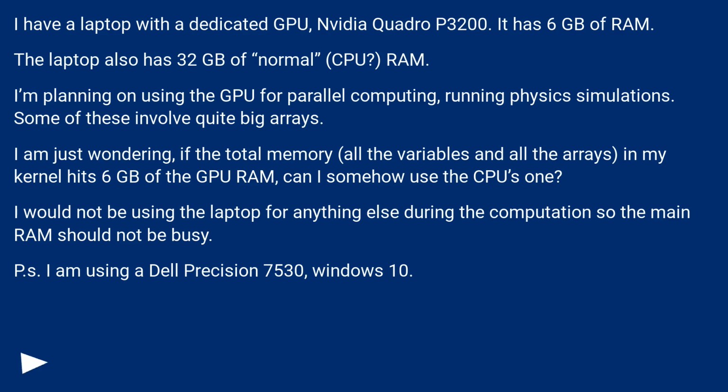I'm planning on using the GPU for parallel computing, running physics simulations. Some of these involve quite big arrays. I'm just wondering if the total memory, all the variables and all the arrays, in my kernel hits 6 GB of the GPU RAM, can I somehow use the CPU's one? I would not be using the laptop for anything else during the computation, so the main RAM should not be busy. PS I am using a Dell Precision 7530, Windows 10.